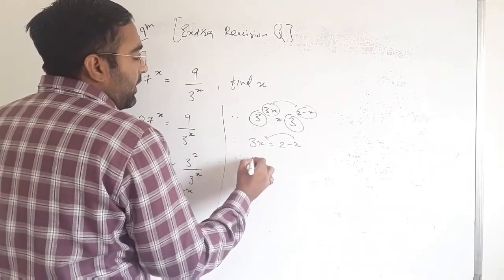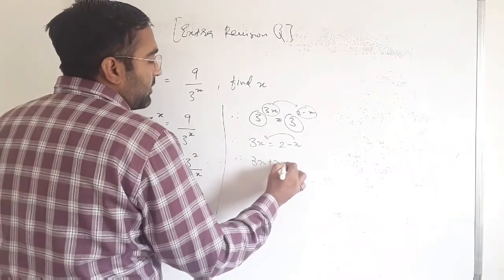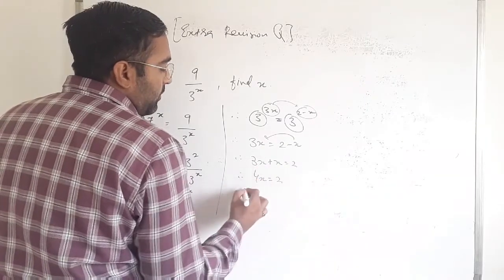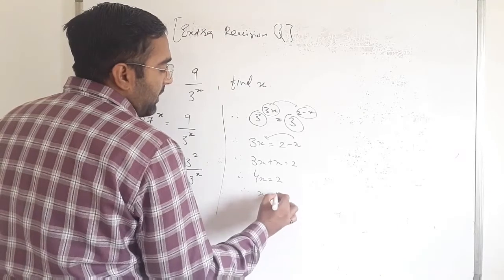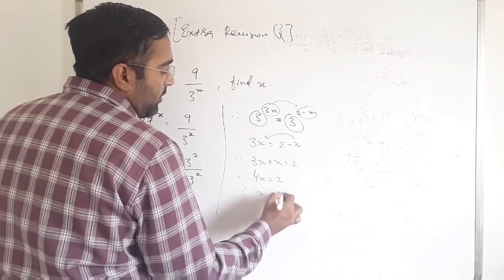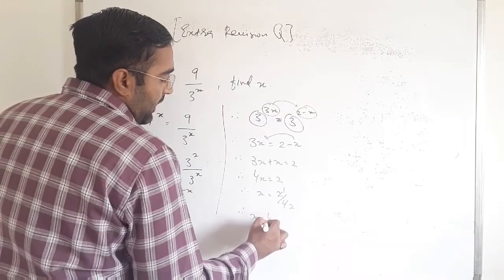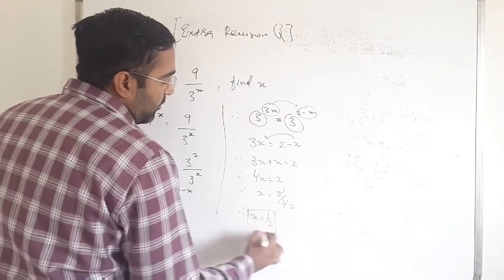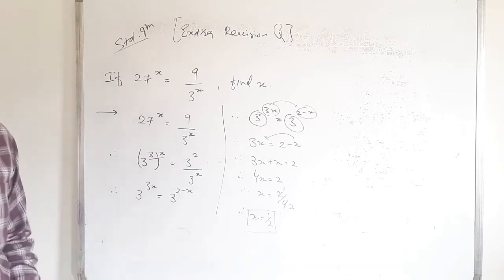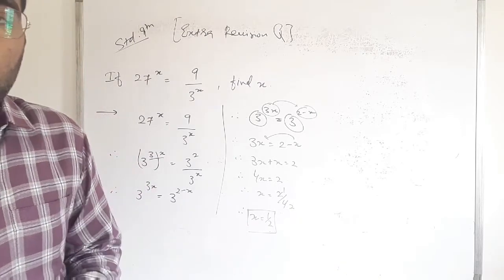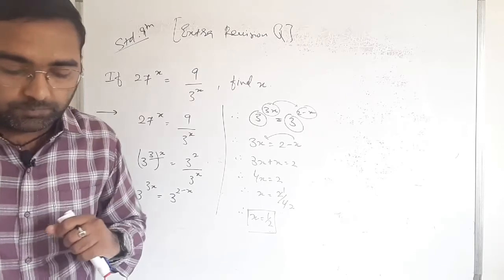Now x is shifted over here, that is 3x plus x equal to 2. So therefore 4x equal to 2. So your answer will be x equal to 2 by 4, that is 1 by 2. So your value of x is 1 by 2. Clear that? Answer of x is 1 by 2.